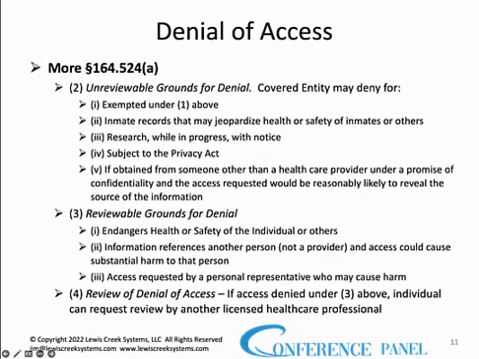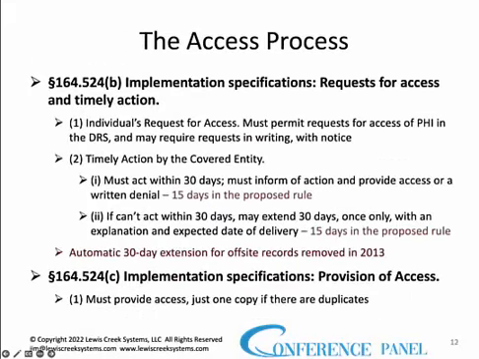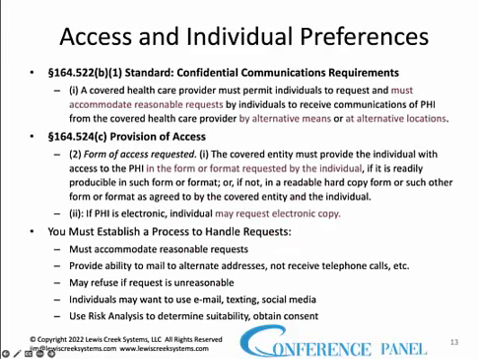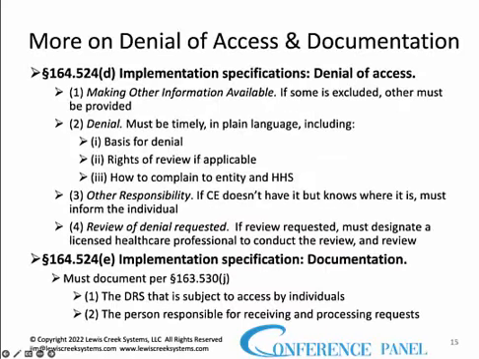Now, when it comes to denying access, there are some unreviewable grounds for denial. Now, when it comes to a timely action, and 164.524(b), we get into the requirement that you have to permit requests for access. And when it comes to communications, there's a whole bunch of things to consider when you're looking at access and individual preferences. Now, all the 164.524 sections are the access sections. When it comes to providing access, the individual might also be just as happy with a summary of the information. So you can provide a summary if the individual would prefer that. They have to agree to that. So there's more on denial of access and documentation.